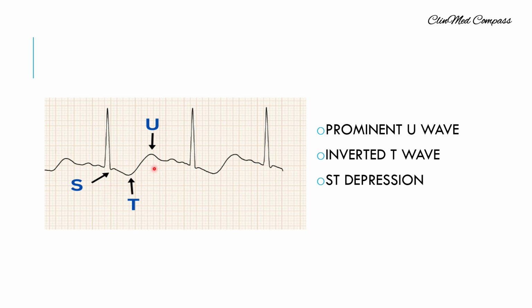So you see the U wave here, then you see the T wave, which is inverted, and the ST segment, which is depressed. So in this tracing, we found the prominent U wave, the T wave, which is inverted, and the ST depression. And these are actually classic findings of hypokalemia.